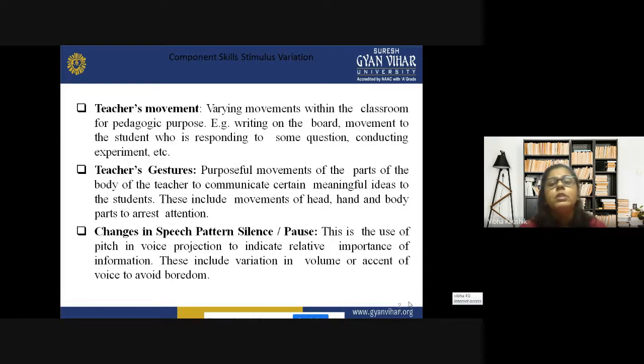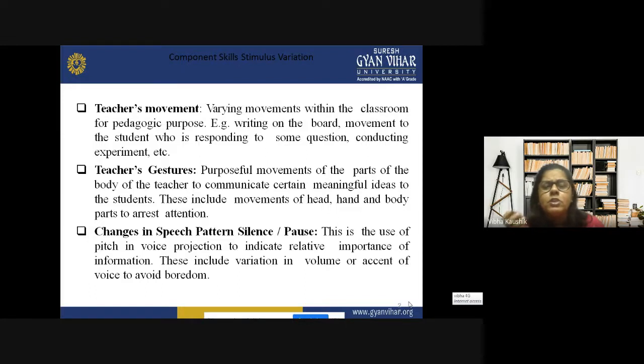Now, component skills of stimulus variation. Teacher movement: varying movement within the classroom for pedagogic purpose. Example: writing on the board, moving to the student who is responding to some questions, conducting experiments, etc. Teacher's gestures: purposeful movement of the parts of the body of the teacher to communicate certain meaningful ideas to the student. These include movement of hand and body parts to arrest attention.